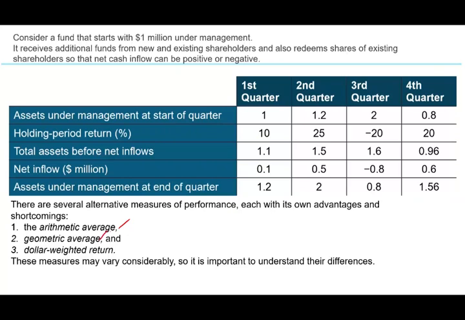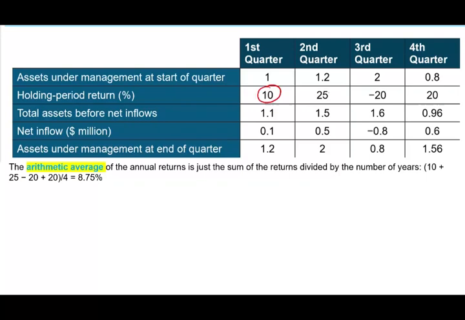Because you will see we're going to have three different returns. Starting with the most simple, arithmetic. Simply put, you made 10%, 25%, negative 20, and 20. So you'll add them up: 10, 25, minus 20, plus 20, divided by 4. Period, your arithmetic return is 8.75. That's pretty straightforward. That's it.